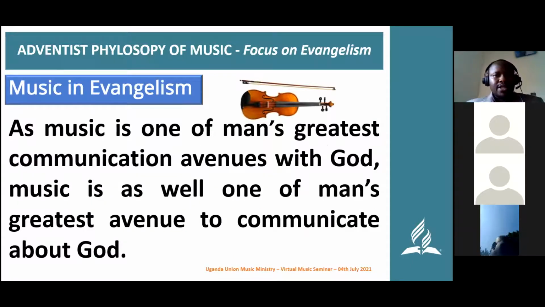So the other point that we have is music in evangelism. As music is one of man's greatest communication avenues with God, music is as well one of man's greatest avenues to communicate about God. What we package in our music is telling the world about God. How we do it, it's through music.